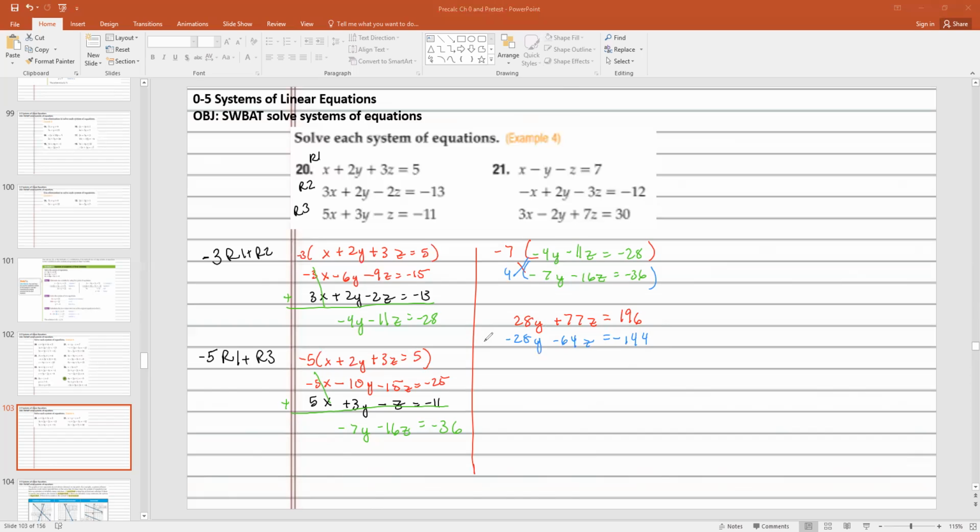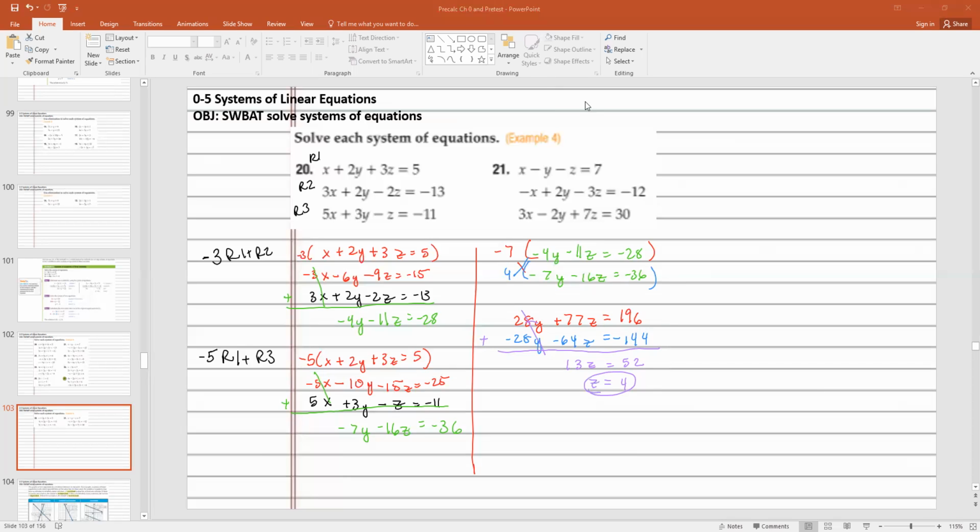So let's add those. These cancel out. We're left with 13z equals 52. Divide by 13, z equals 4. Yay, we got one. Now we're going to plug that into one of these equations.